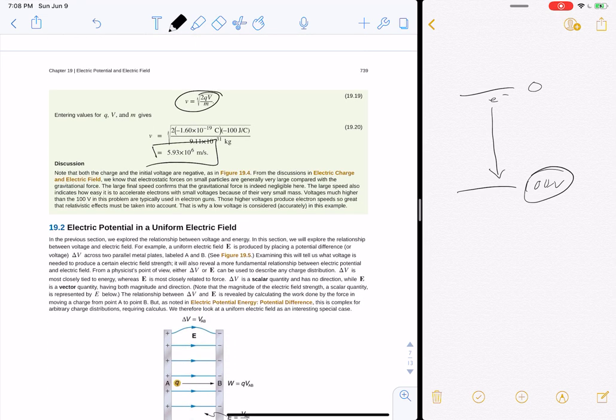Again, this is noting the signs, so make sure you pay attention to that because those can get confusing.